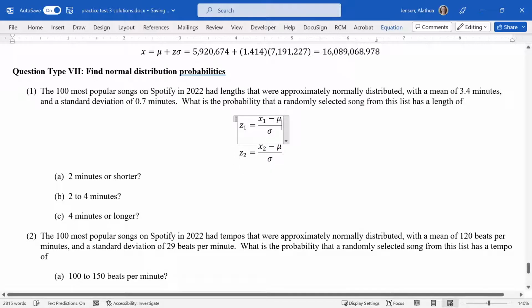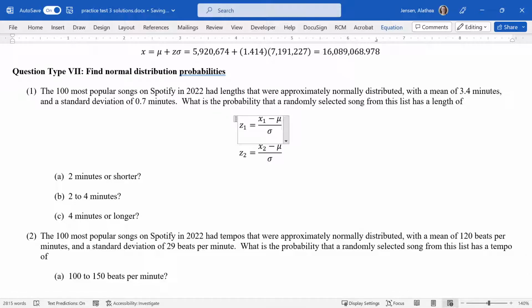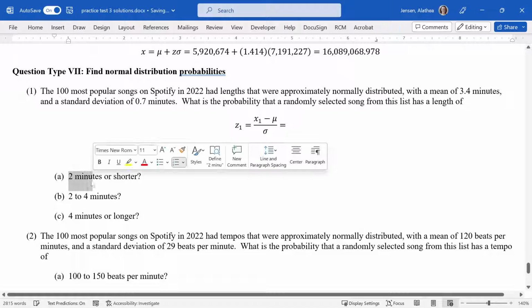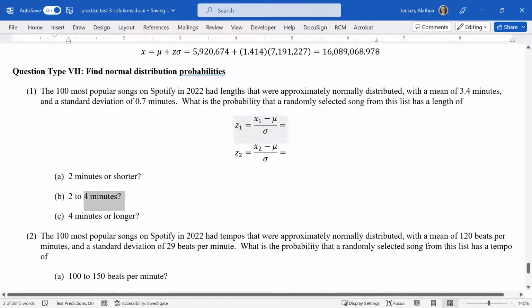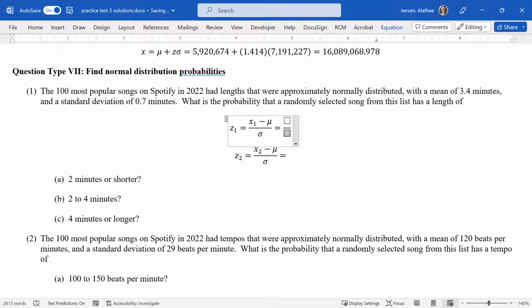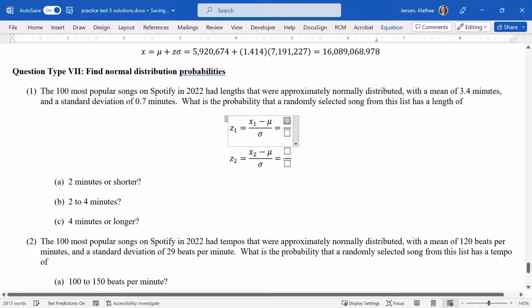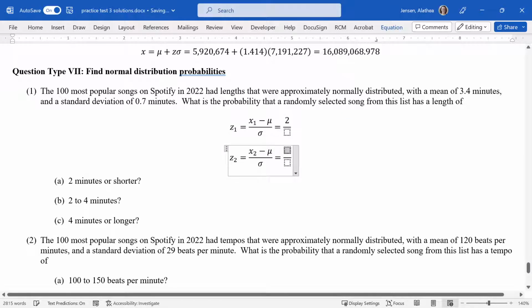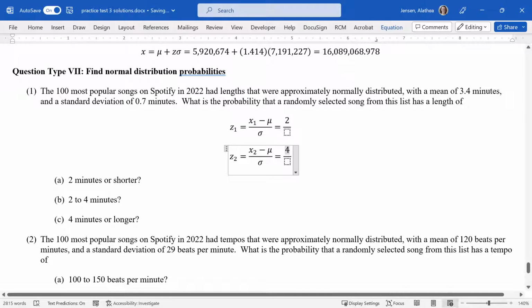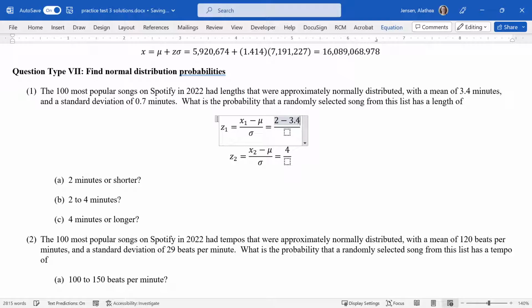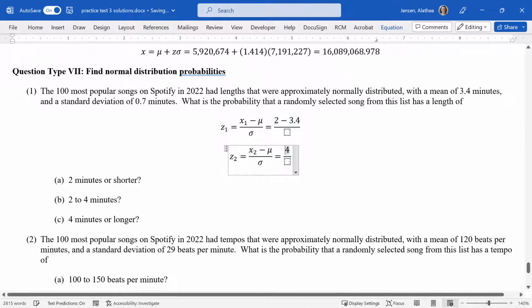So I'm going to calculate the z-score for the two data values that are of interest, which is the 2-minute song length and the 4-minute song length. Okay, so what I'm doing here is putting in 2 for the first X and then 4 for the second X. Other than that, the mean for both of them is going to be the same. So it was 3.4 minutes on average, so this will be 3.4 as well. And then the standard deviation was 0.7. So put that there, put that there.